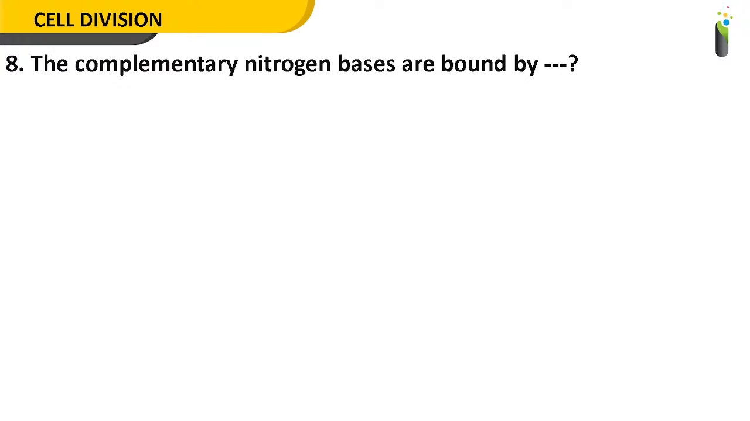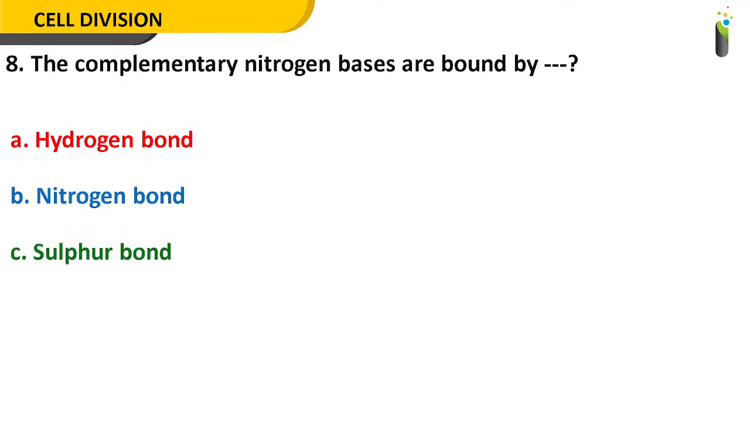Coming to the next question, question number 8. The complementary nitrogen bases are bound by dash. A. Hydrogen bond. B. Nitrogen bond. C. Sulfur bond. D. Phosphate bond. Answer me. Complementary nitrogen bases. You know, this refers to the structure of the nucleic acid itself, in which there are complementary nitrogen bases. So the complementary nitrogen bases are bound by dash.